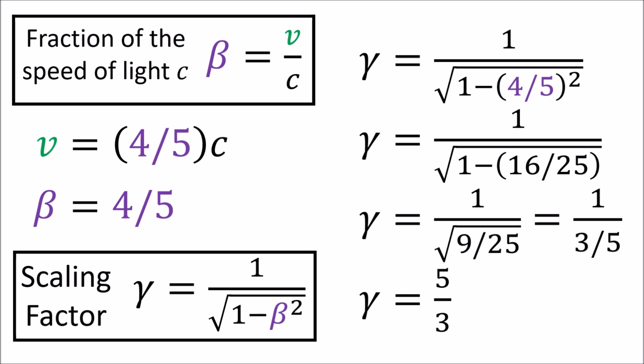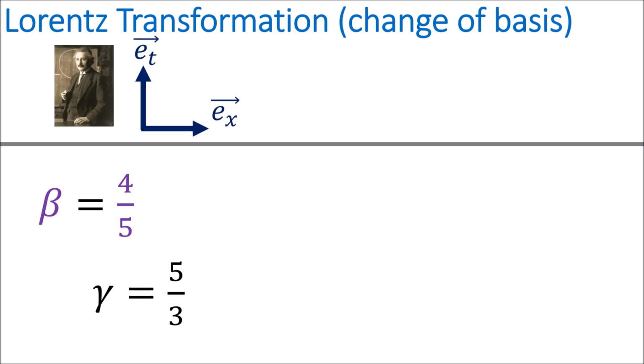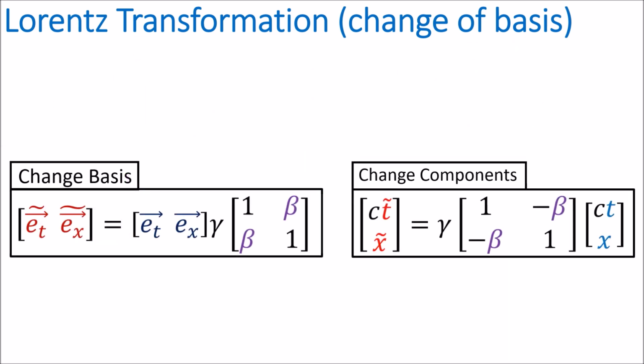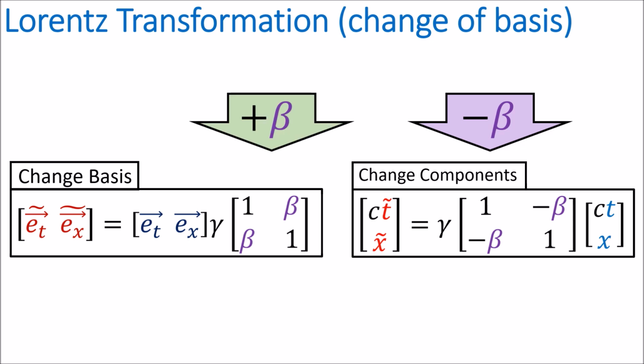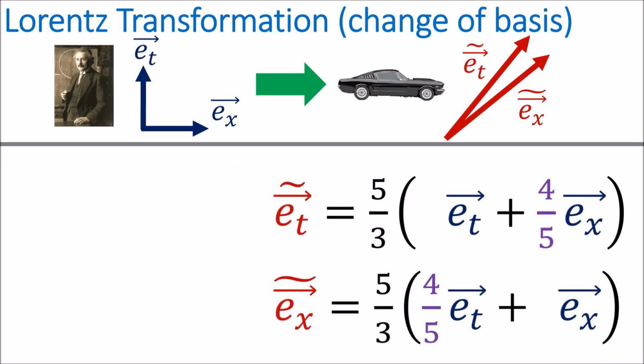Now that we have beta and gamma for the Lorentz transformation between Einstein and the car, let's try changing from Einstein's spacetime basis, ET and EX, to the car's spacetime basis, ET tilde and EX tilde. Remember that the Lorentz transformation for vector components normally uses negative beta, and since the basis vectors change in the opposite way that components do, we change the sign of beta to be positive instead. Let's plug in beta equals 4 over 5 and gamma equals 5 over 3 into the Lorentz transformation equations.